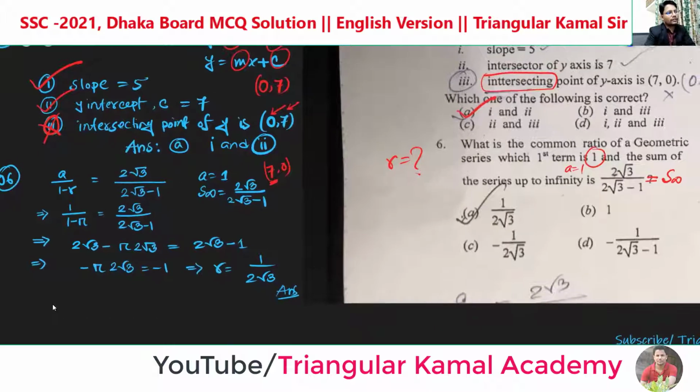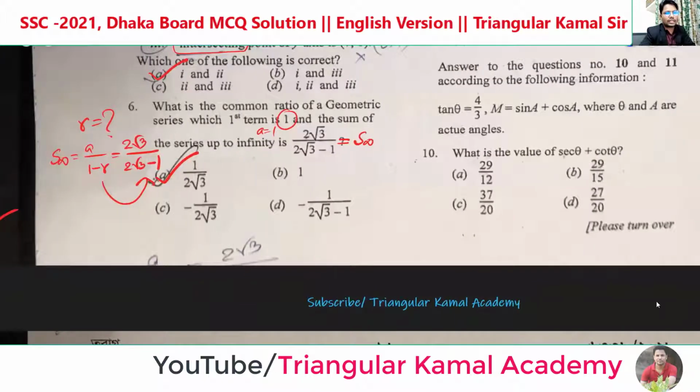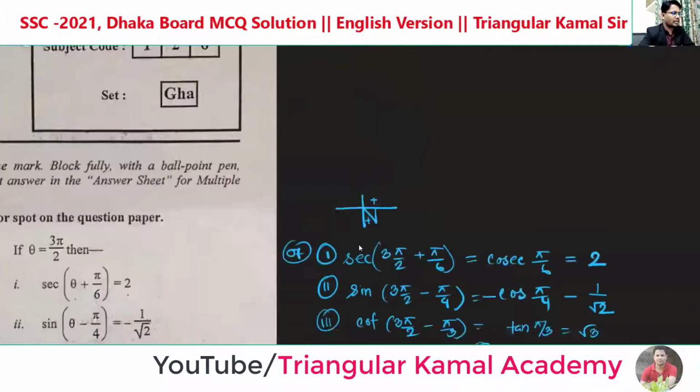So now, as the sum to infinity is given, we all know it is a divided by 1 minus r, and this infinite value is given here as 2 root 3 divided by 2 root 3 minus 1. That means they are the same. Just put the value of a equals 1 and do the simple calculation, do the cross multiplication, and find the value of r, which is 1 by 2 root 3, and this answer is A. Now question number 6 is done. Now we will discuss the next question, question number 7.